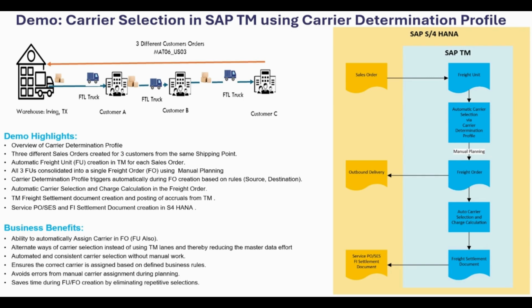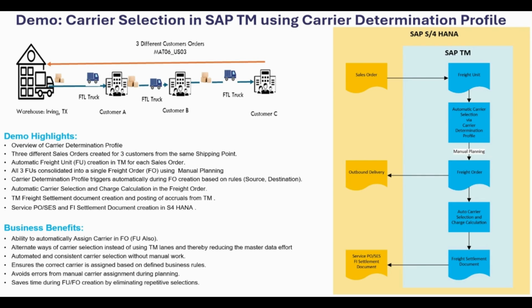But with the help of the carrier determination profile, this process becomes fully rule-based and automated. The system evaluates predefined business rules such as source location, destination location, and other planning parameters, and automatically assigns the correct carrier at the time of freight order creation.